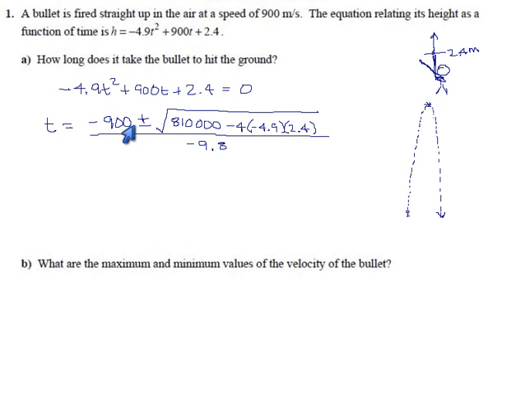Okay, so the plus or minus means do this whole calculation once with a plus here, then do it all again with a minus here, and that'll give you 2 different answers. So if we do the plus, minus 900 plus, let's work out this radical, 810,000 minus 4 times minus 4.9 times 2.4 gives me 810,047, which is a little ridiculous. I could have almost ignored that.